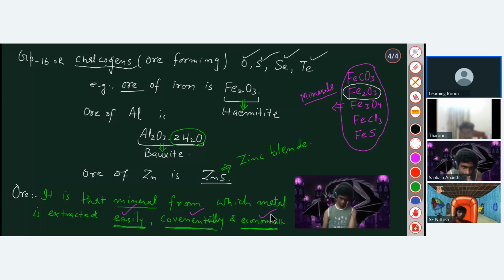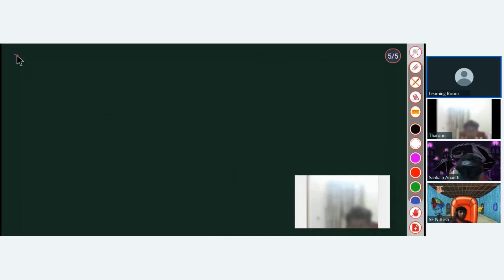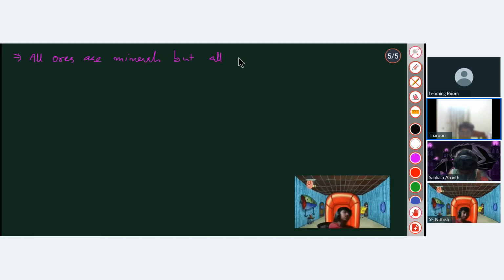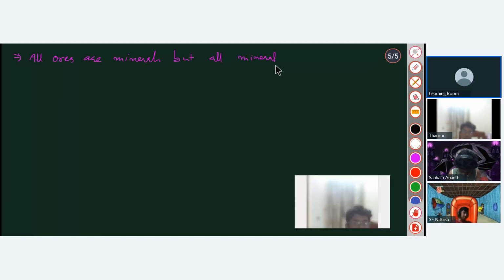I will write it on the next page. Note it down. It is just like bases and alkalis: all alkalis are bases, but all bases are not alkalis. So all ores are minerals, but all minerals are not ores. They have to be a mineral to be an ore, because it should first be a mineral.